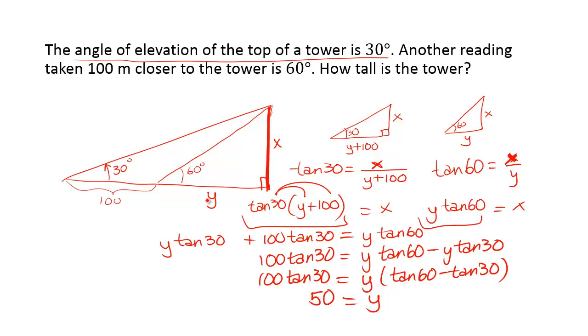So since y is 50, now we can find x. So y is 50, we can take it from there. We know that tan 60 is equal to x over 50, and so therefore x is equal to 50 tan 60. 50 times tan 60 is approximately 86.6. So x is equal to 86.6 meters.